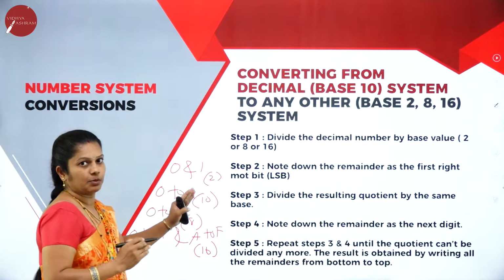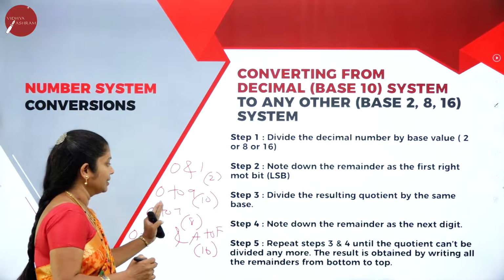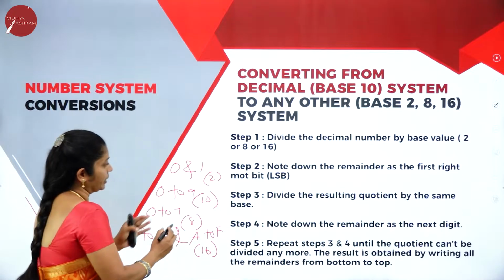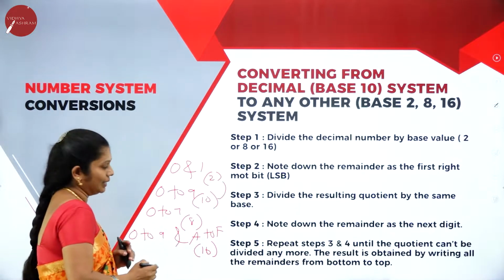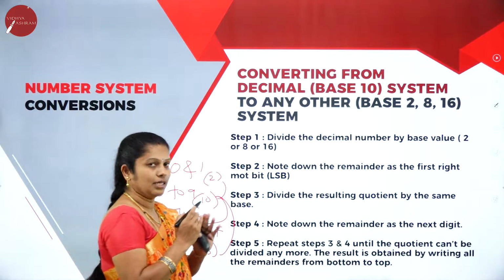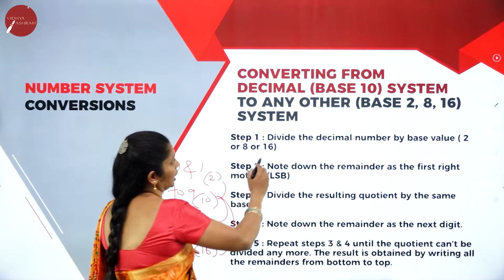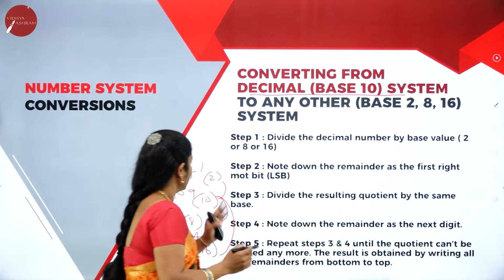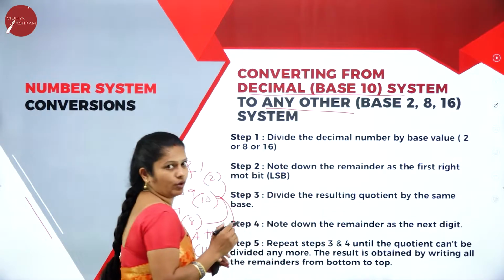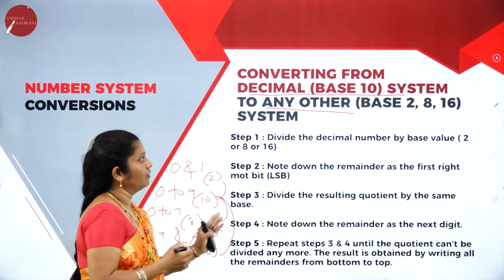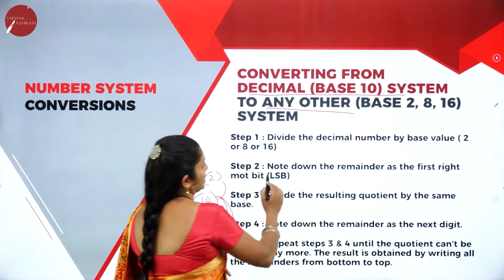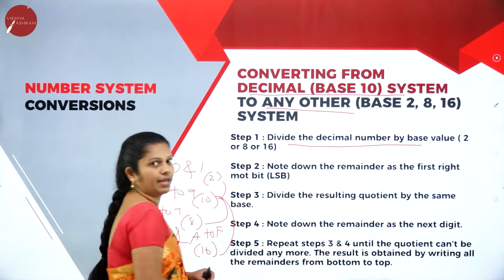These are the positional number systems: binary, decimal, octal as well as hexadecimal numbers. On today's class, you will come to know how to convert the decimal number to binary, octal, and hexadecimal. As I told you, the decimal number has base 10. To convert it to any other base, whether binary, octal, or hexadecimal, the first step is to divide the decimal number by the base value.